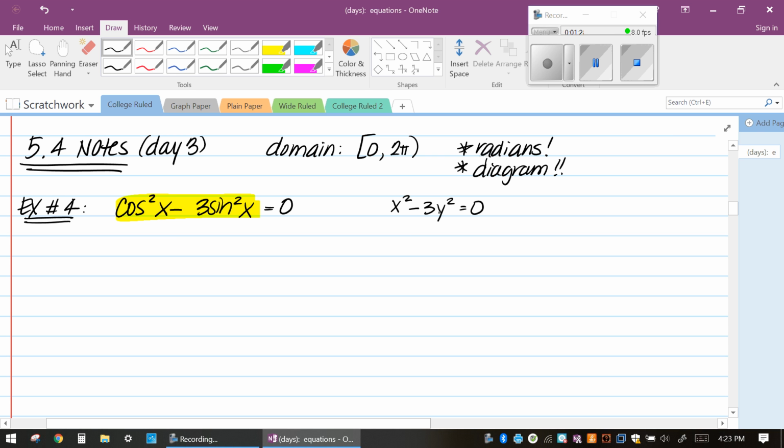You can't because there's two different variables. Now with just x's and y's, there's nothing you can do to solve this. You would need to have another equation with x's and y's and solve it with like a system of equations. So this one you wouldn't be able to do, but this one on the left you can, because there is a relationship between sine squared and cosine squared, according to the Pythagorean identity.